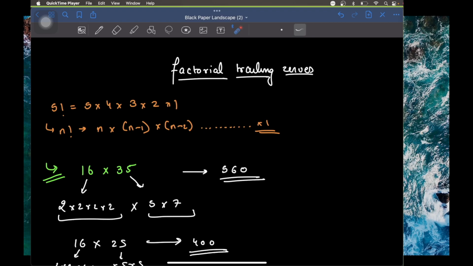But we want to do something efficient. We want to do something efficient, right? How can we do something efficient?